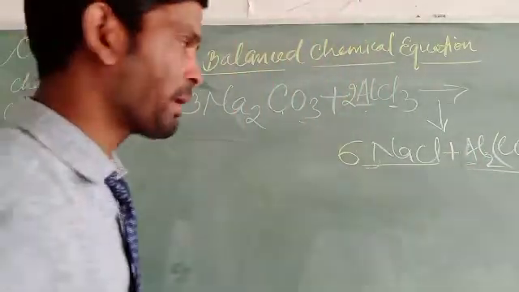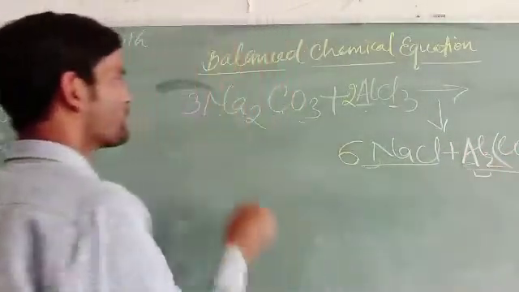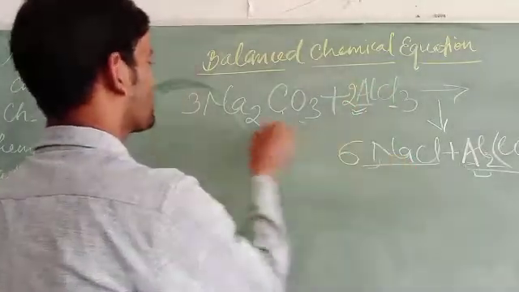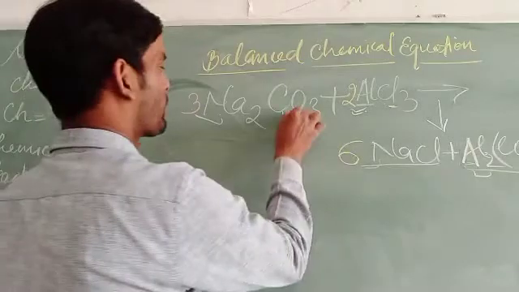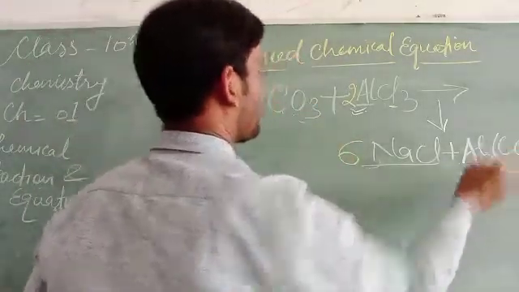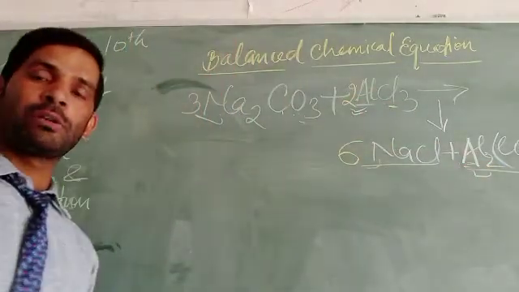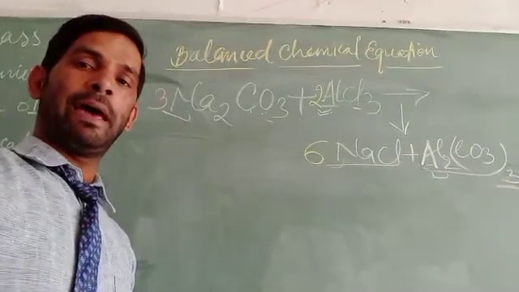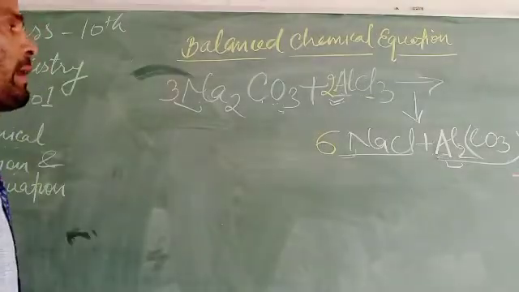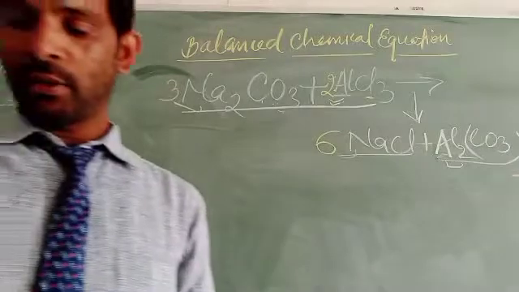So in that case, aluminium having 2 molecules, so the 2 molecules are here. 6 molecules of sodium, so 6 molecules of sodium here. Carbonate having 3 molecules, so 3 molecules of carbonate will be here, and 2 molecules of aluminium. Now it has got completely balanced, and this one is called a balanced chemical equation. This is called a balanced chemical equation.